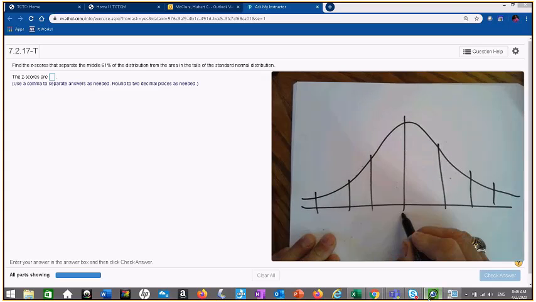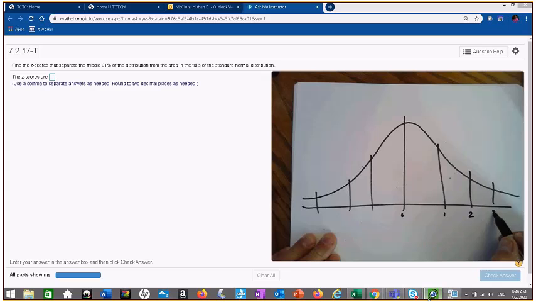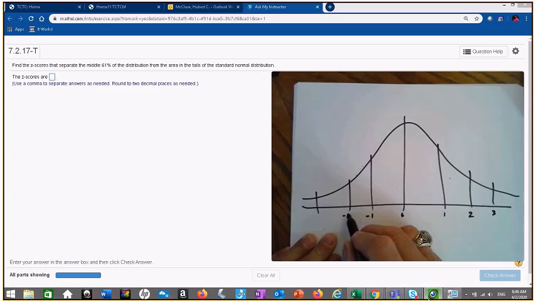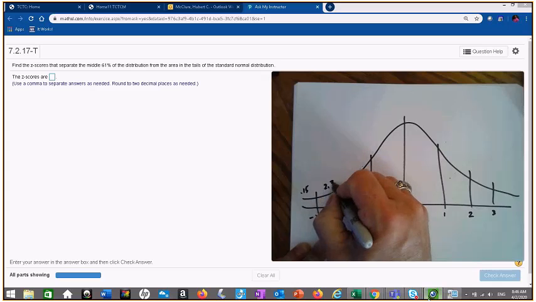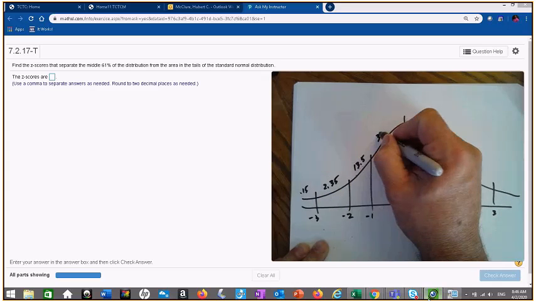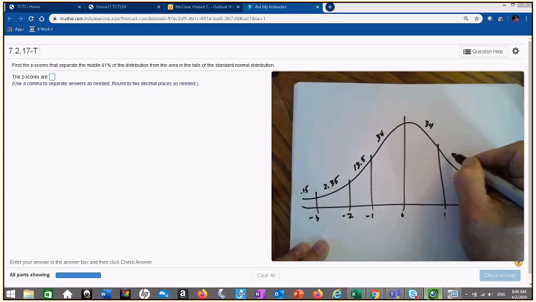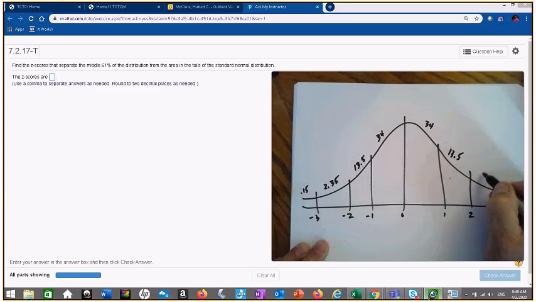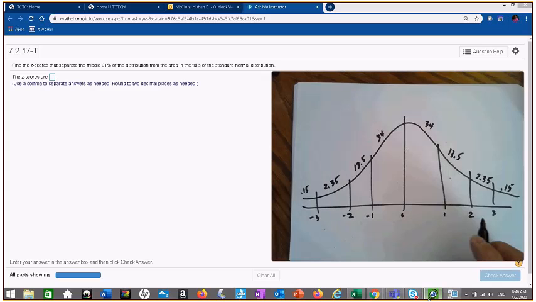Zero, 1, 2, 3, -1, -2, -3, 0.15, 2.35, 13.5, 34, 34, 13.5, 2.35, and 0.15. Now, it says, find the z-score that represents the middle 61% of the distribution.